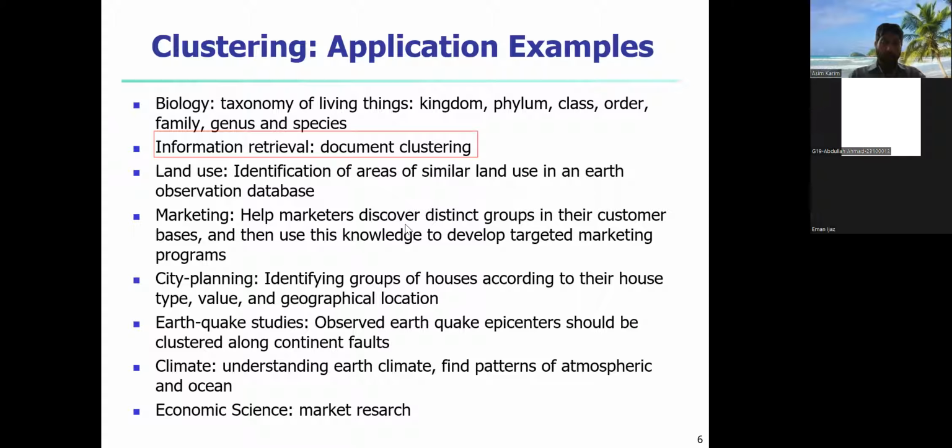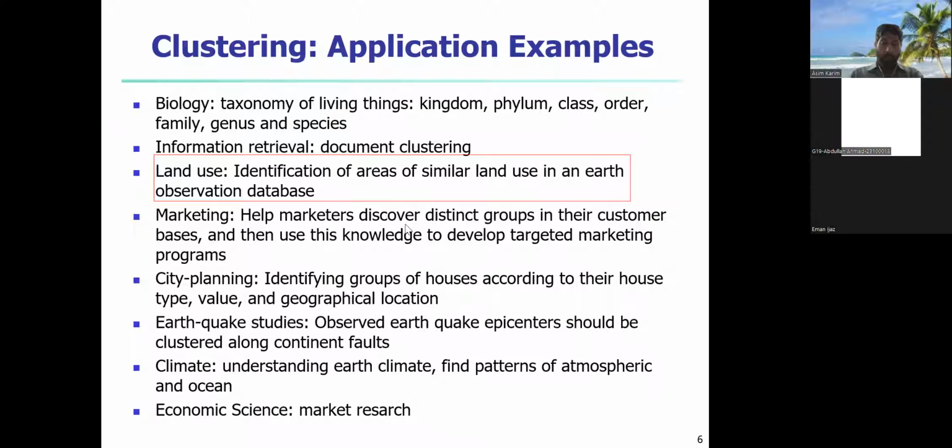And in information retrieval, you can think of document clustering. That is a common application of clustering. So with a bunch of documents, you want to group them. And ideally, the groups should represent significant topics of discussion in those documents. So one group might be, let's say, computer science, another group might be biology, a third group might be chemistry, and so on.